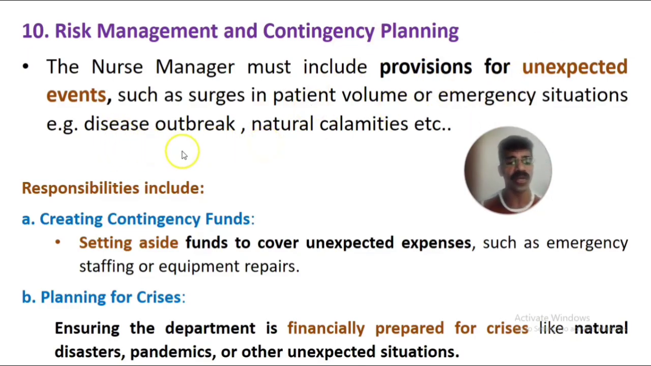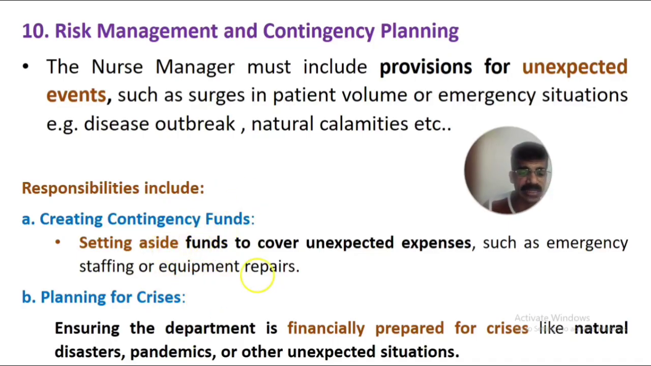Example, as I said, the disease outbreak that we witnessed during the COVID outbreak. Various natural calamities, floods and other things, all will increase the patient volume in the hospitals. The responsibilities related to risk management and contingency planning include creating a contingency fund, setting aside funds to cover unexpected expenses such as emergency shifting or equipment repairs. Electronic equipment can fail anytime, so we have to foresee that. We have to keep at least 10% of the total budget for such maintenance and repair work.